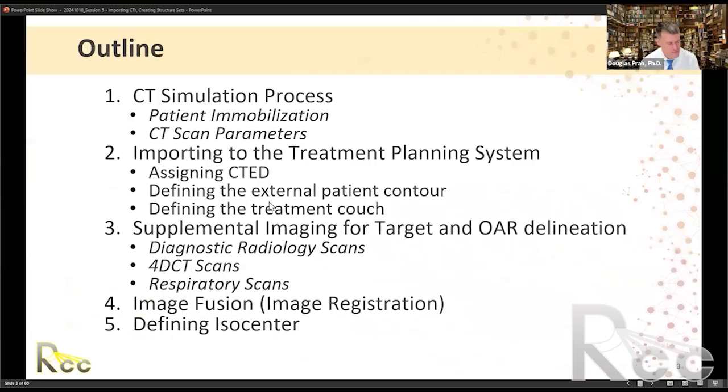So here's the outline for what I will review today. I'm going to go over the initial CT simulation process, including the patient immobilization and the CT scan parameters. Then we will proceed to importing to the treatment planning system and the steps that are taken there, assigning the CT to ED, defining the external patient contour, defining the treatment couch. We'll review supplemental imaging for target and OAR delineation. Includes diagnostic scans, 4D CT, respiratory scans. And then we'll review image fusion and then defining isocenter and target delineation.